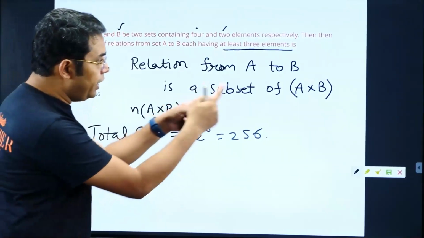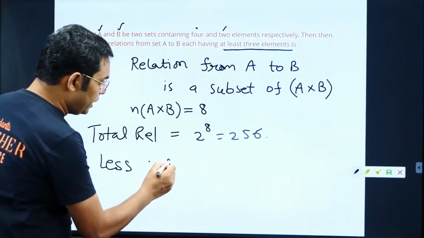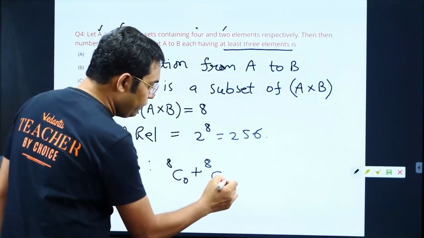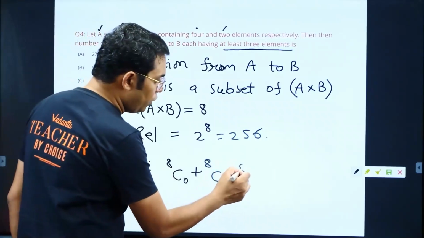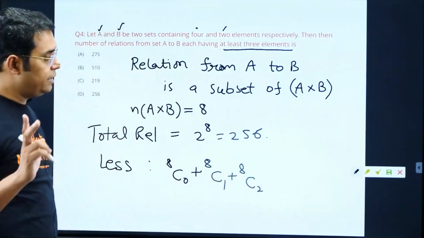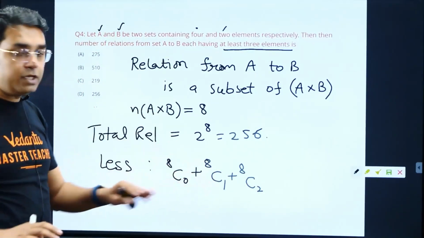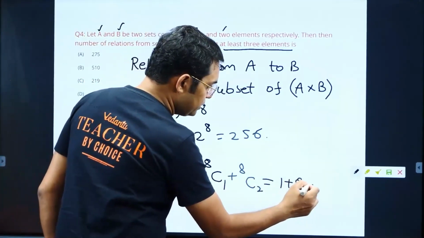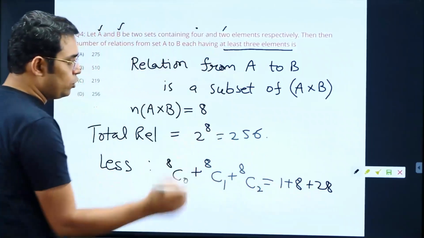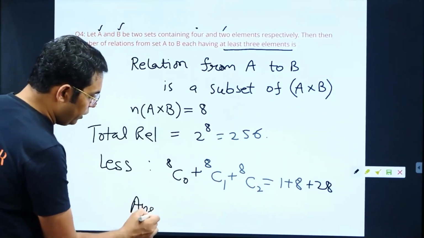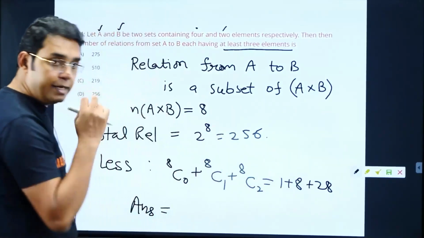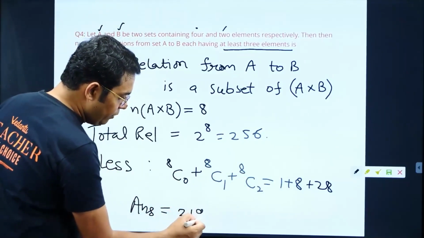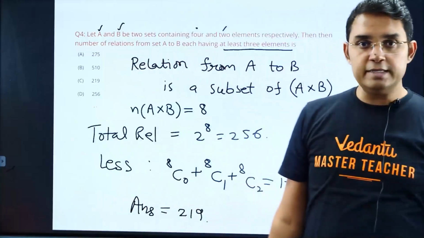Those subsets of A into B which are having 0 elements, which is 8C0, which are having 1 element, which is 8C1, and 8C2 for those subsets which are having 2 elements in it. So 8C0, 8C1 and 8C2 we have to subtract, which equals 1 plus 8 plus 28, and that we have to subtract from 256. So the answer is 256 minus 28 is 228, minus 8 is 220, minus 1, so it will be 219. That is the answer to this question.